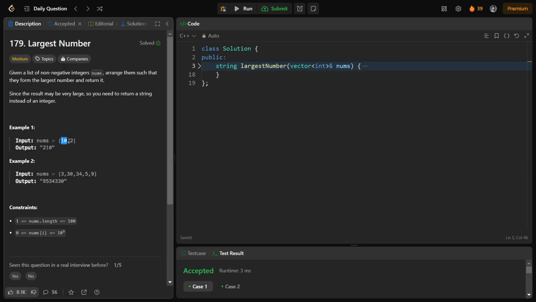Now you see 10 and 2. Either you could use first the 2, then the 10, which would give you 210, or the other way around would be 10 and then 2. So the maximum would be 210. That is what you return. In this case, the maximum you could get by rearranging the terms is 9, then 5, then 3, then 34, 30. Oh no, 34, then 3, then 30, right? So that is the order.